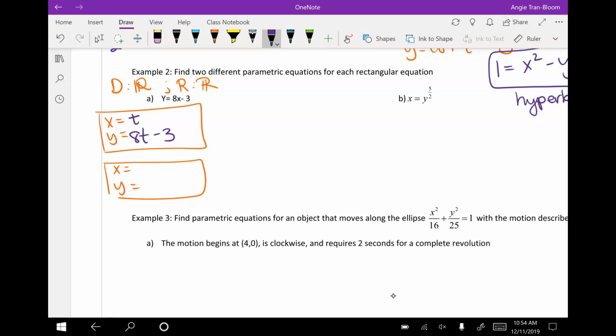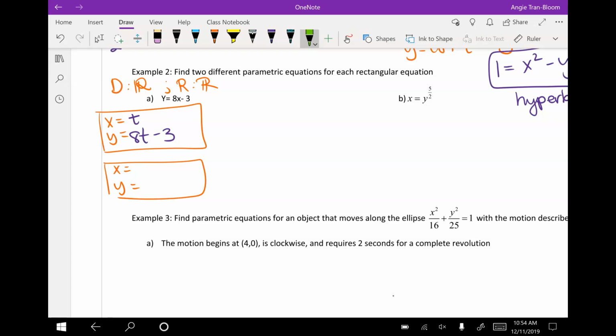All right, what do you want the second set of answers to be? X should be what? Something different from the first. No, not 0, because that's not going to give you the same domain and range. Can't do t again because I already did t. 1? Nope, because that's going to give me all reals. Remember, your domain and range must be all real. If you do 1, you're not going to have all reals for the y's.